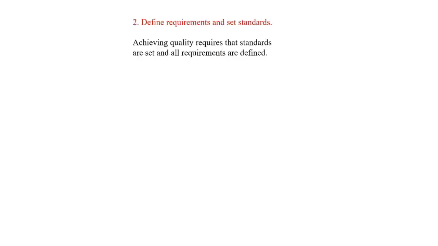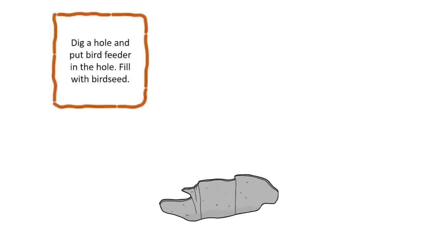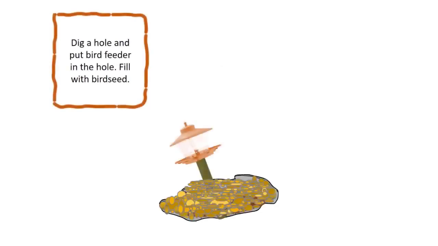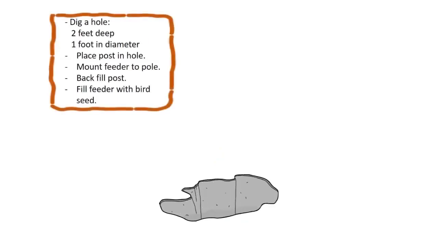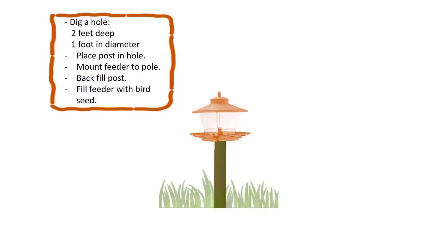2. Define requirements and set standards. Achieving quality requires that standards are set and all requirements are defined. Which set of requirements results in a better product? Dig a hole and put bird feeder in the hole. Fill with bird seed. Or, dig a hole 2 feet deep, 1 foot in diameter. Place the post in the hole. Mount the feeder to the pole. Backfill the post. And fill the feeder with bird seed.